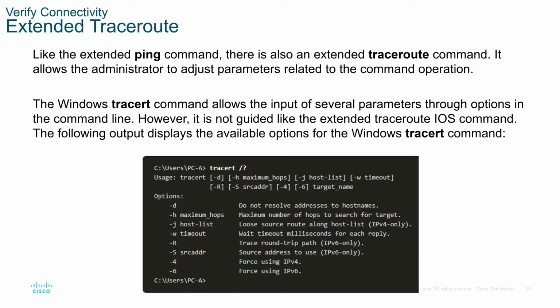-d for do not resolve addresses to hostnames, -h for maximum hops, -j for a host list, -w for timeout, -R for trace round trip path, -S for source address to use, and -4 and -6 for using IPv4 or IPv6. Multiples of these could be used in the tracert command.